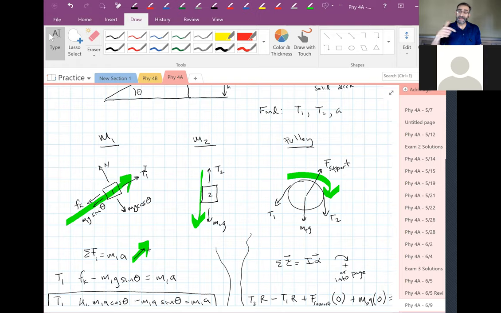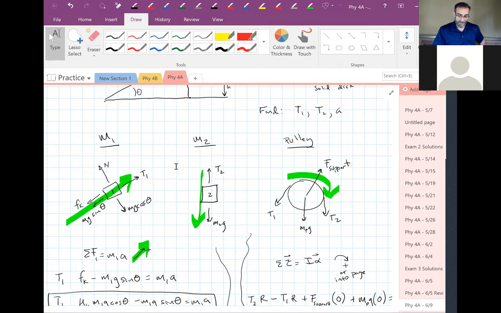But T1 is pulling down and to the left. It would cause the pulley to move to the left slightly. So the support force has to be pushing to the right slightly. A big upward force and a little bit to the right. And so that's what I drew there.